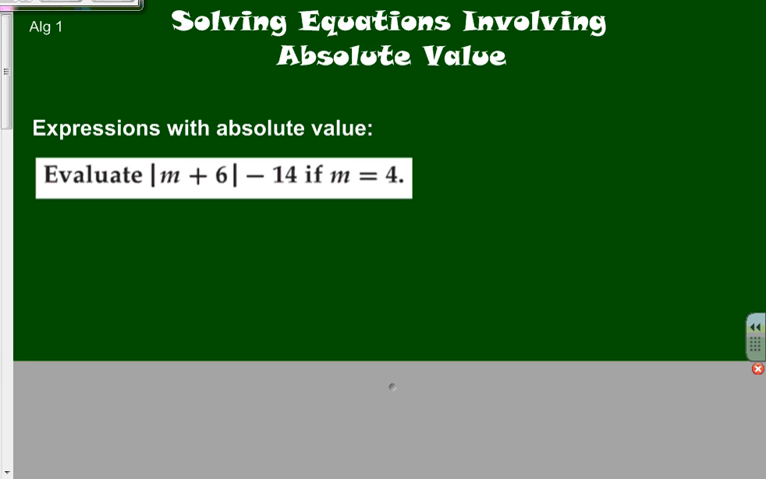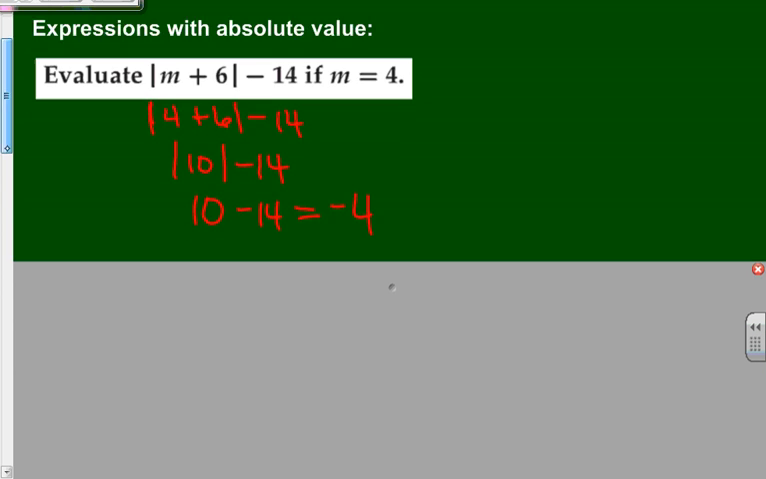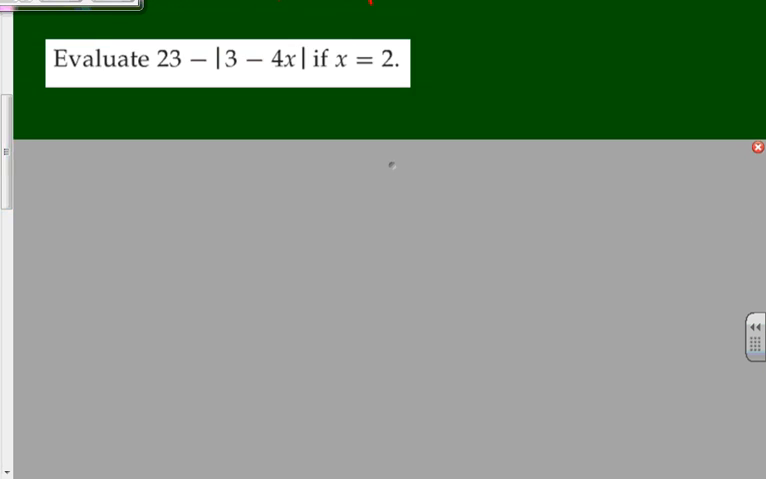In this one, we have |m + 6| - 14 when m is 4. So we'll rewrite it, plugging 4 in for m inside the absolute value bars, minus 14. Absolute value is kind of like parentheses. You want to work what's inside of there first. So 4 plus 6 becomes the absolute value of 10, and then minus 14. We find the absolute value of 10 next, which is 10 minus 14. The answer is negative 4. You always want to get rid of your absolute value bars before you finally answer a problem.